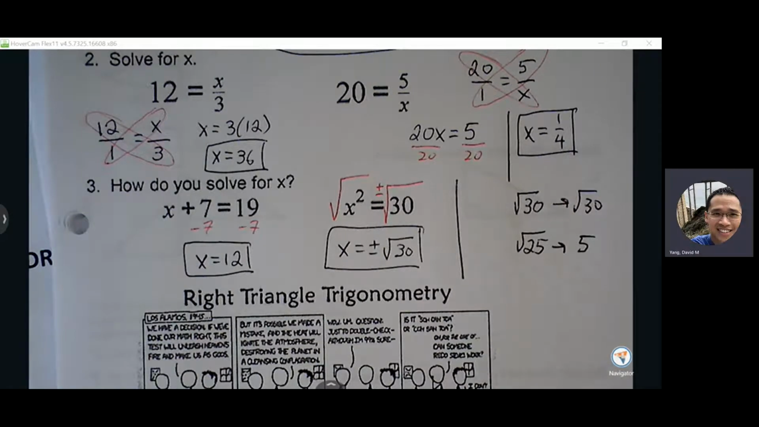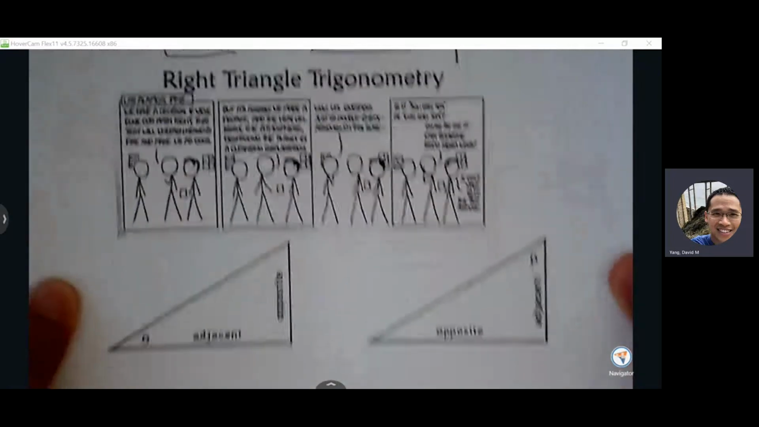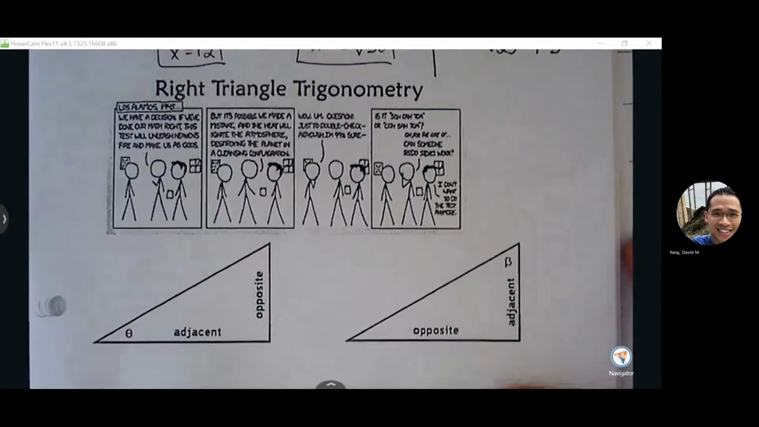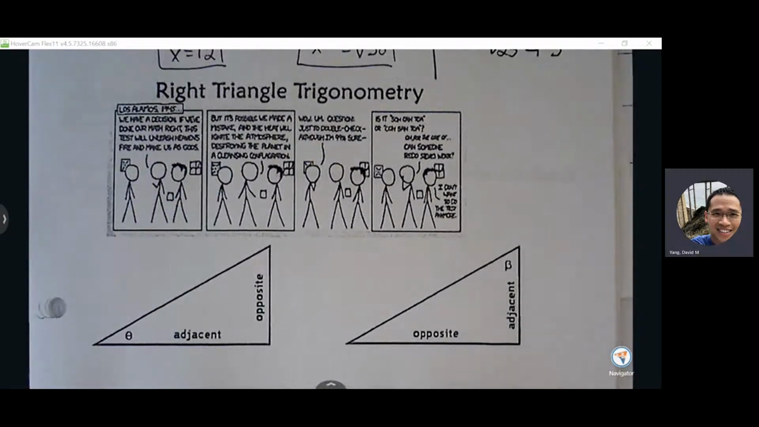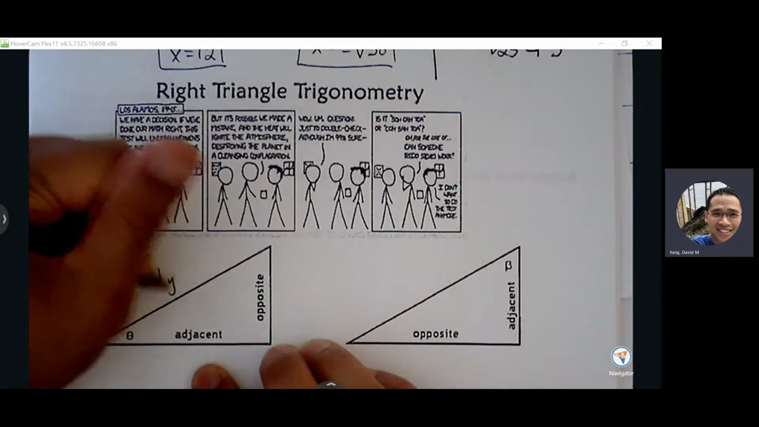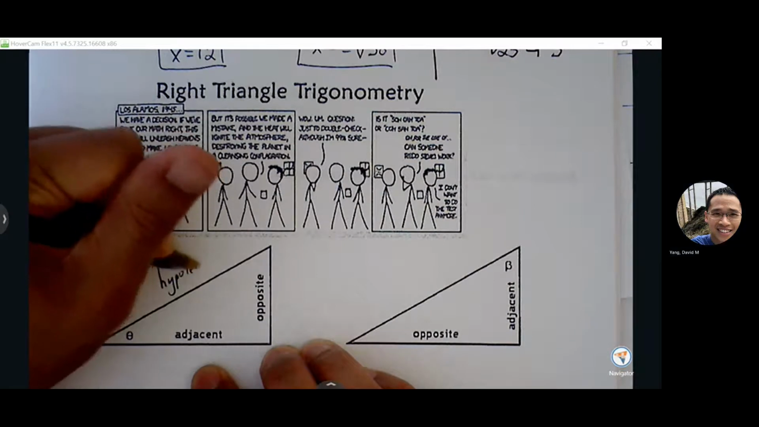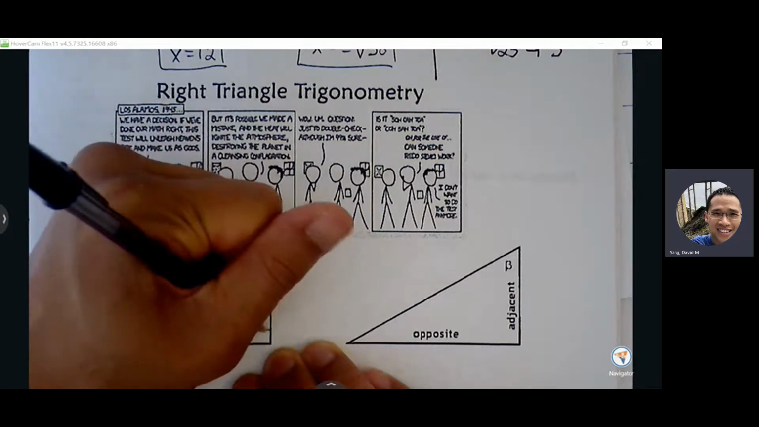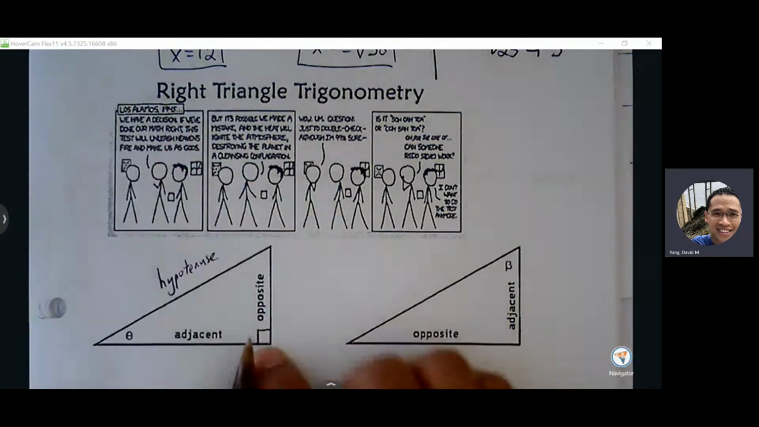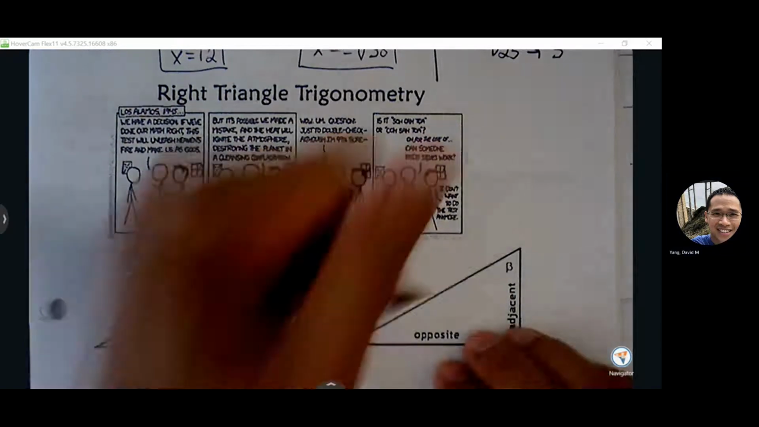Good so far? All right, bottom of the page here. We're talking about trig here, the study of right triangles. Hypotenuse is always the same, right? It's always the side that is opposite the right angle. So I know that hypotenuse is never going to change. It's always across from your 90-degree angle.